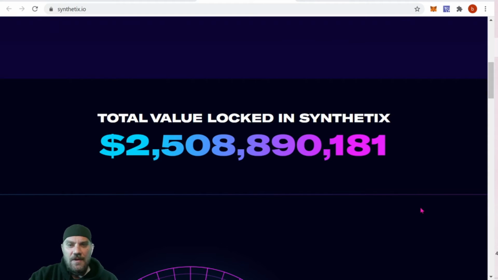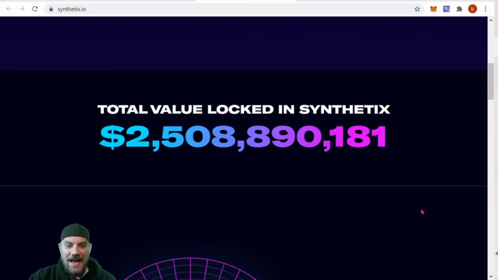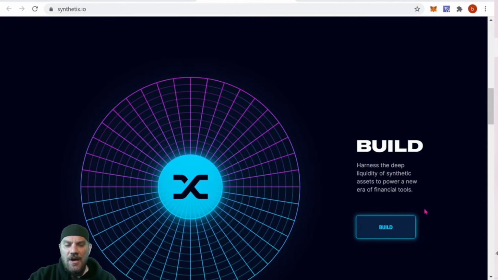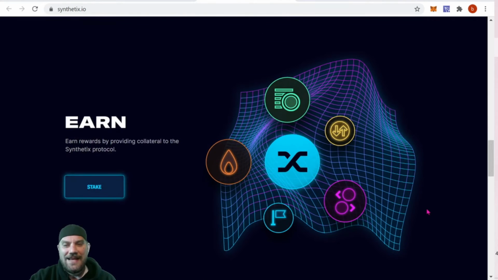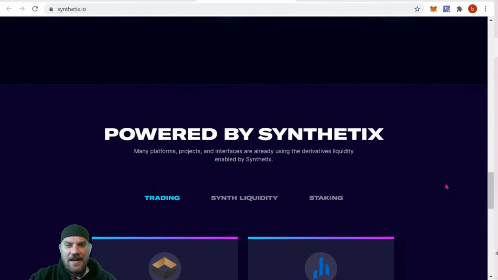Total locked value right here, you guys can see, is we are definitely in the billions now. This thing is growing good. We have several different things you can build here and harness the power of their liquidity if you want. You can earn and stake your assets, or even create your own synthetic assets and things of that nature.